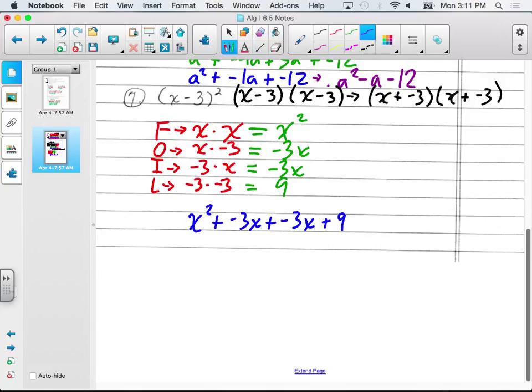And are they like terms? Yes. What are they? Negative 3x. And how do we combine those then? Negative 3x plus negative 3x makes negative 6x. We just have to clean that up, so what should our final answer be? X squared minus 6x plus 9.